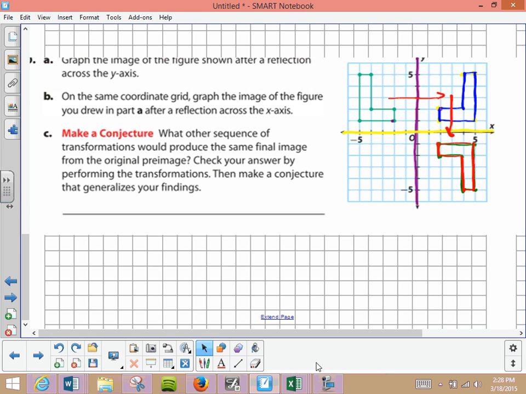Well, we don't even actually care about the blue one. We're concerned about, yes, the red one is the final image.